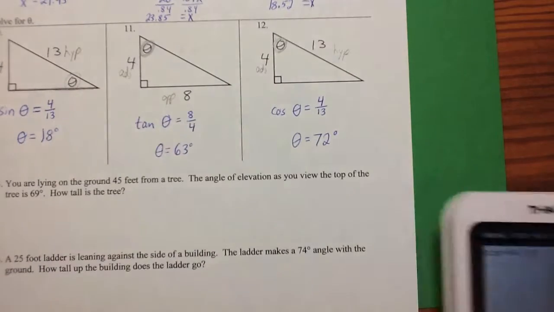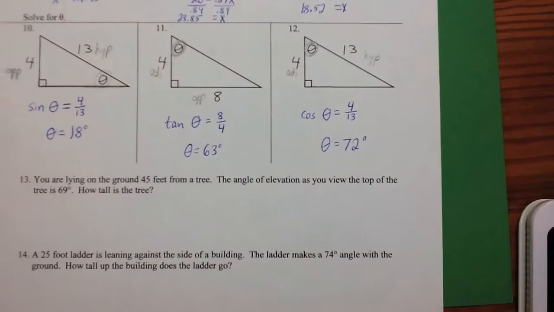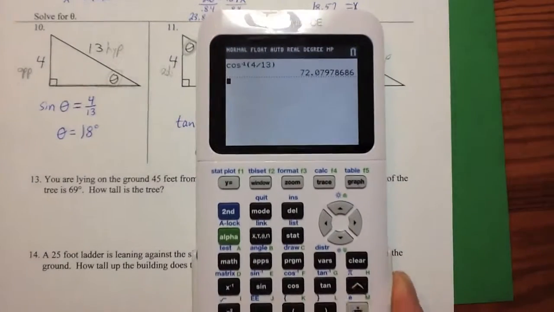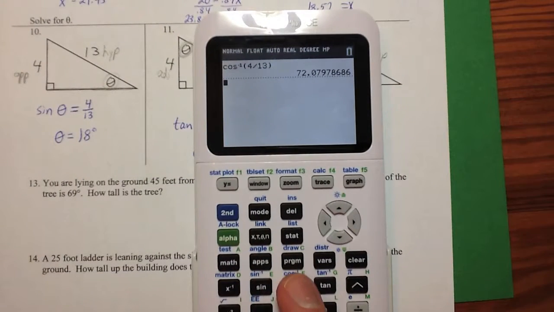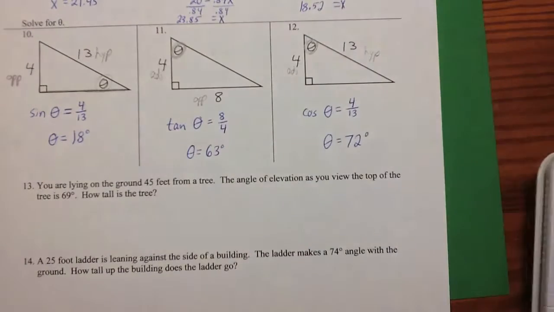Found it. If you're looking for the measure of an angle, you will not press sine, cosine, or tangent. You will go inverse sine, inverse cosine, or inverse tangent. It's second sine, second cosine, second tangent. It's one of those.